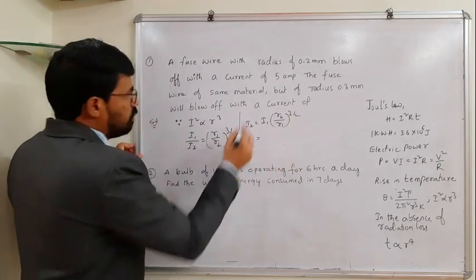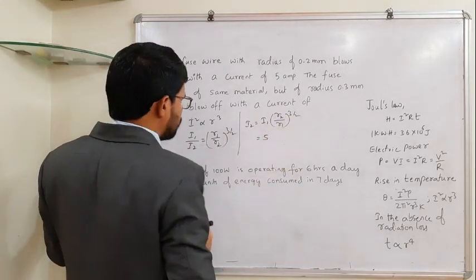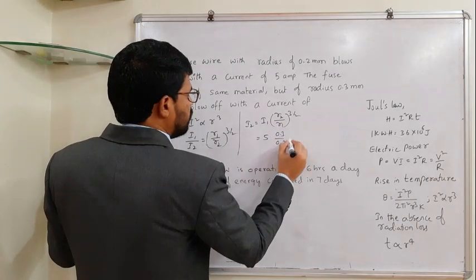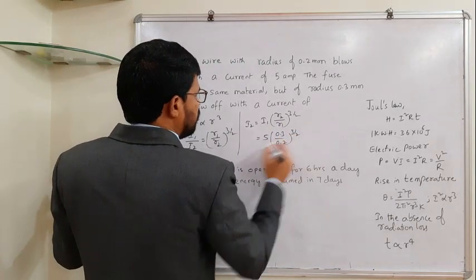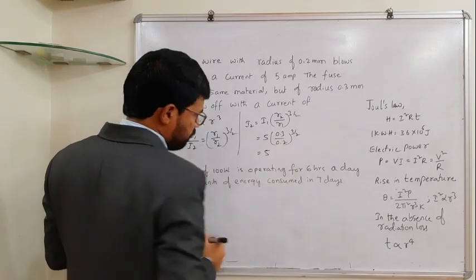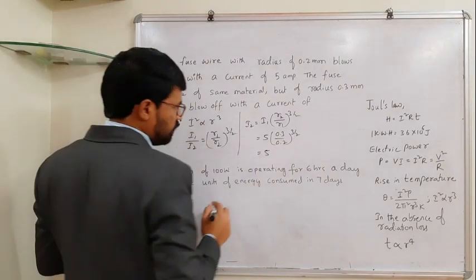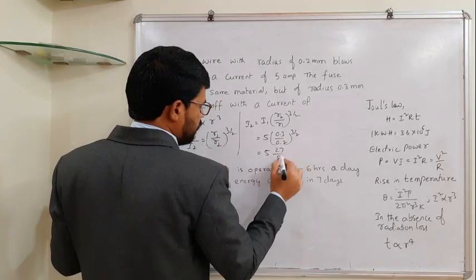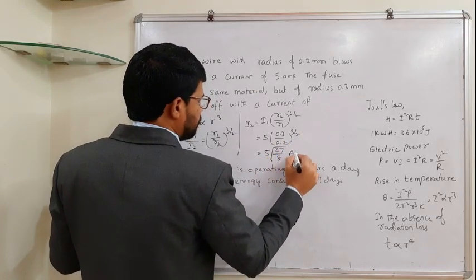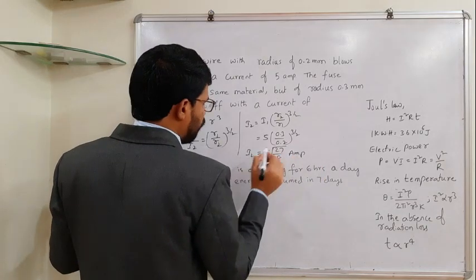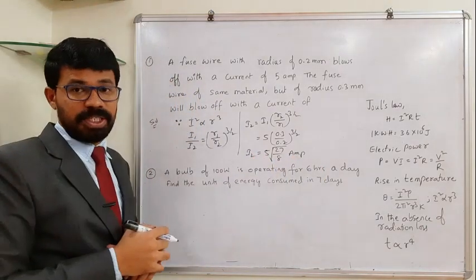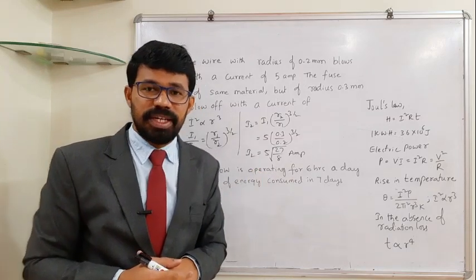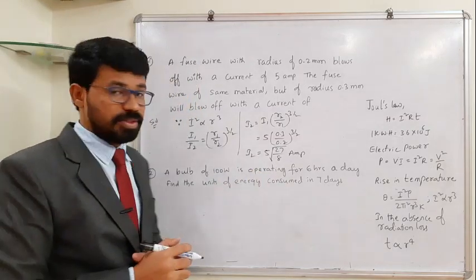And I1 is what? 5 amps. And R2 by R1 is how much? It's (0.3 by 0.2) whole power 3 by 2. And this can be written as, 3 3s are 9, 27 by 8 under root amps. So the value of current at which the fuse wire of radius 0.3 mm blows off is 5 into under root 27 by 8 amps.